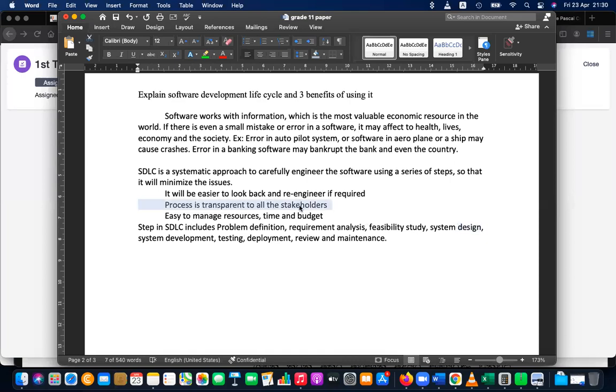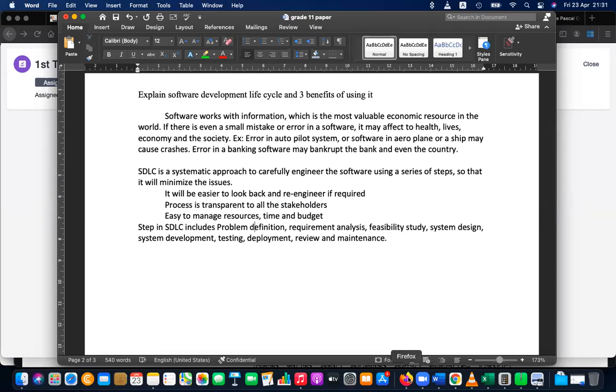And it is transparent. That means everyone will see what's happening, what's going on. What is the design, how this is accomplished, and how the development was done. What is the team behind the development? How was testing done? Are these parts reliable? Because testing was done part by part. So it's transparent. Everyone can see. And it's easy to manage when there are several steps and different teams. It's easy to manage the budget, resources, everything. So that is the advantage of having SDLC.